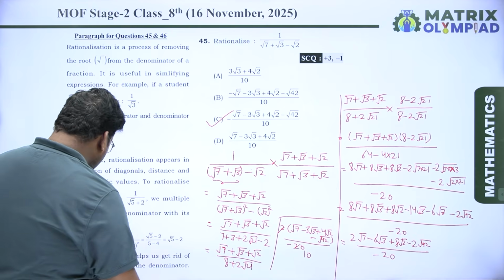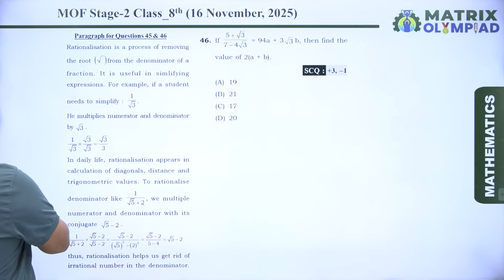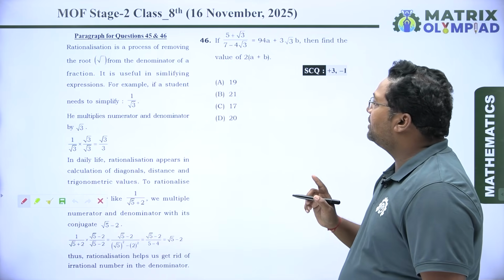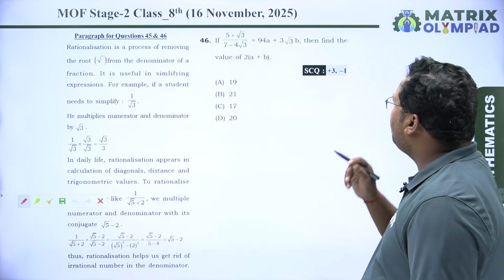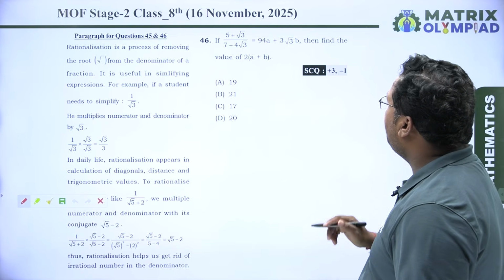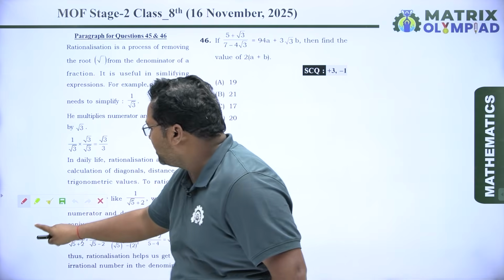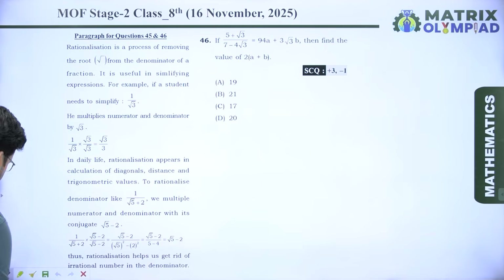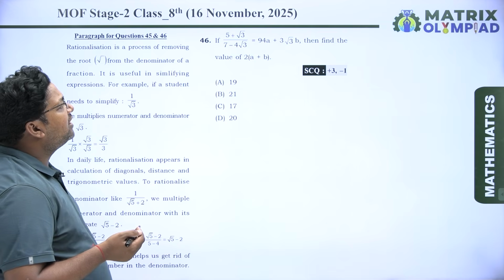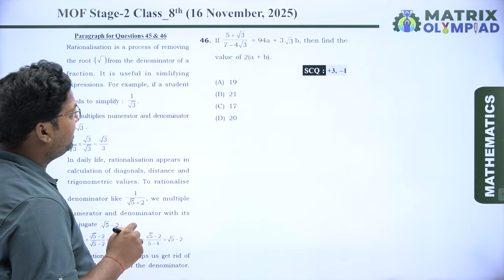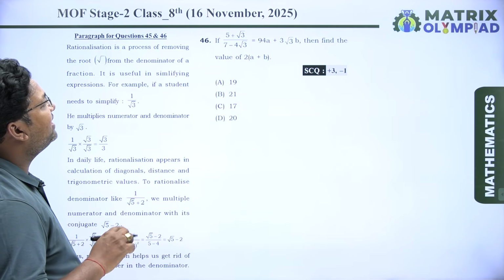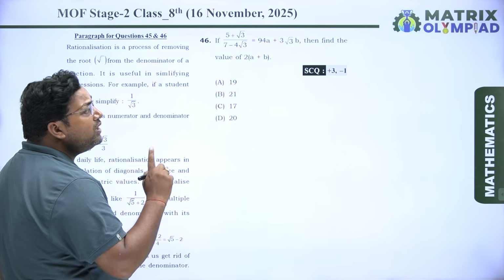Now coming to the next question. Next question is, if (5 + √3) upon (7 − 4√3) is equal to 94a + 3√3b, then find the value of 2 into a plus b. So here you can see, if (5 + √3) upon (7 − 4√3) equal to 94a + 3√3b, then find the value of 2 into a plus b.